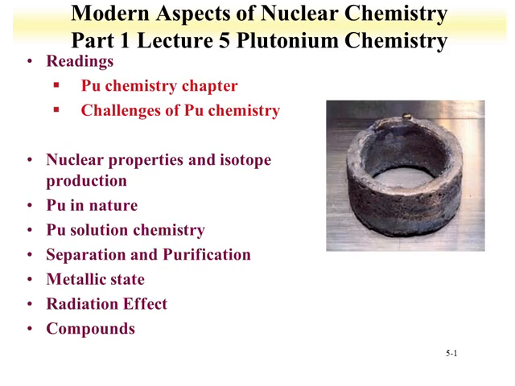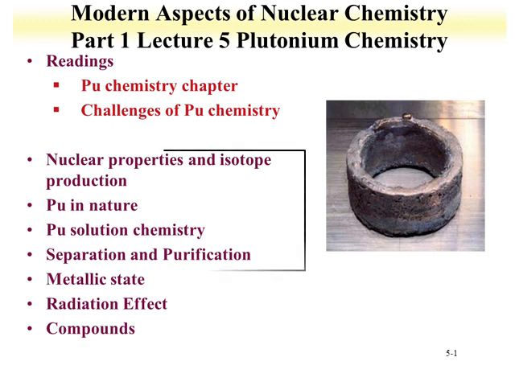Welcome to the 5th lecture for Modern Aspects of Nuclear Chemistry. This lecture is on the chemistry of plutonium. It's in 3 parts. The readings for all 3 parts are shown here: the plutonium chemistry chapter, the chemistry of the actinides and transactinides, and also challenges of plutonium chemistry, which is a Los Alamos National Laboratory product.